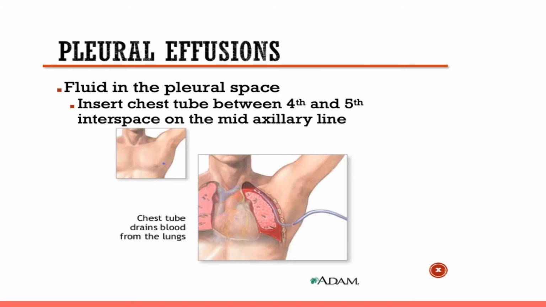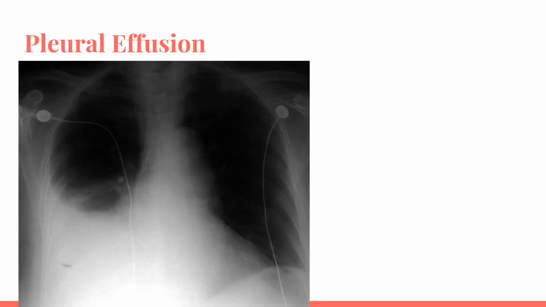And then for pleural effusions, we generally would like to get the chest tube placed between about the 4th and the 5th intercostal space there on the mid-axillary line. Again, I mentioned before in class that occasionally you might see it placed anteriorly between the 2nd and 3rd space, about mid-clavicular, if it's air. Another picture here of a pleural effusion on the right side.